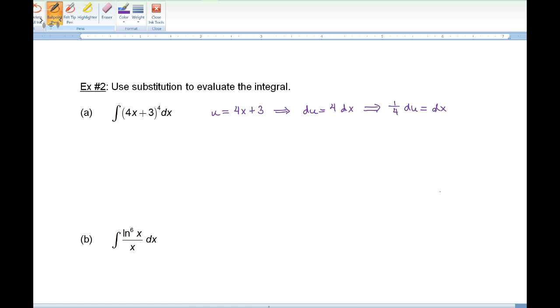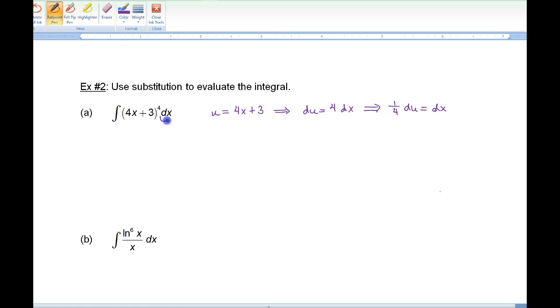It's kind of like backwards. You'll see when you get your result why we had to divide by 4 in the beginning, because you're going to end up with the derivative of the inside, which is 4. So I have to compensate by dividing by that 4 in the beginning.